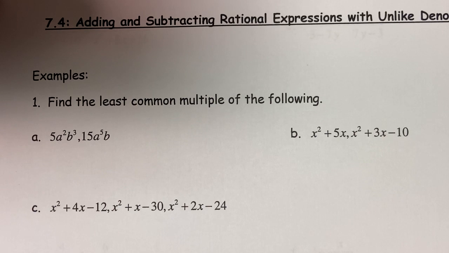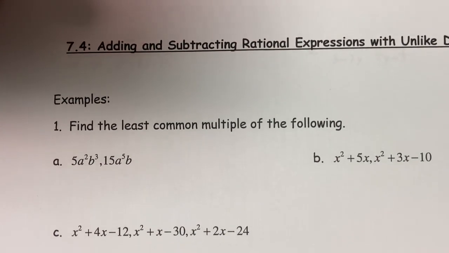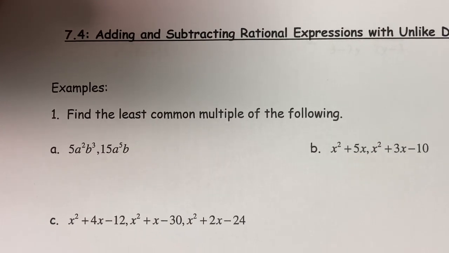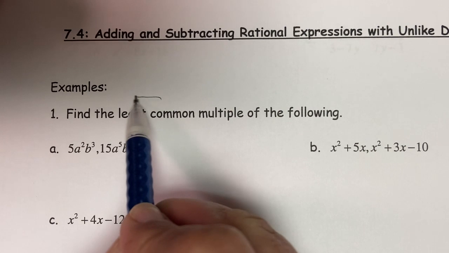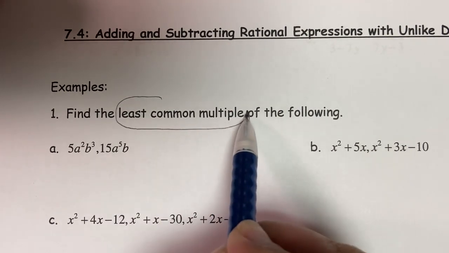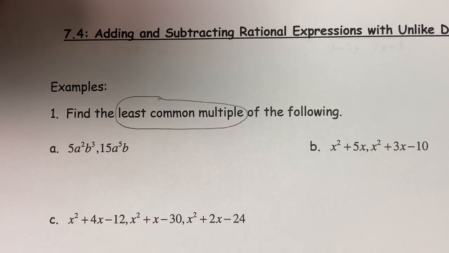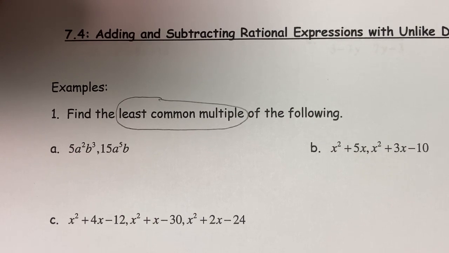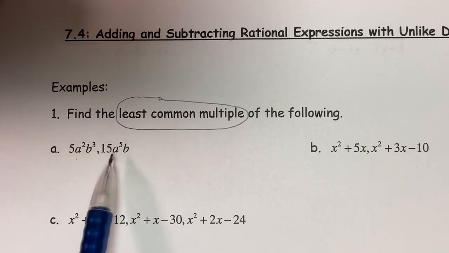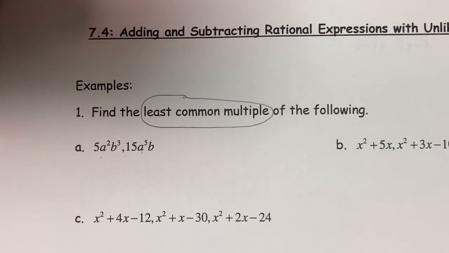Before we actually get into the adding and subtracting like we do in example 2, let's once again practice finding the lowest common denominator, which, by the way, is the same as the least common multiple. It means the exact same thing. In other words, I want the smallest expression that both of these expressions divide into evenly.